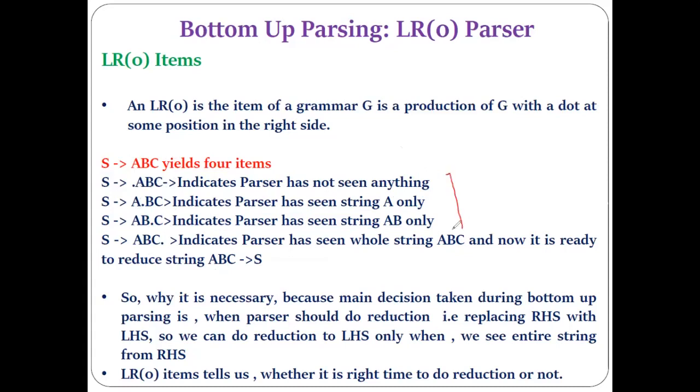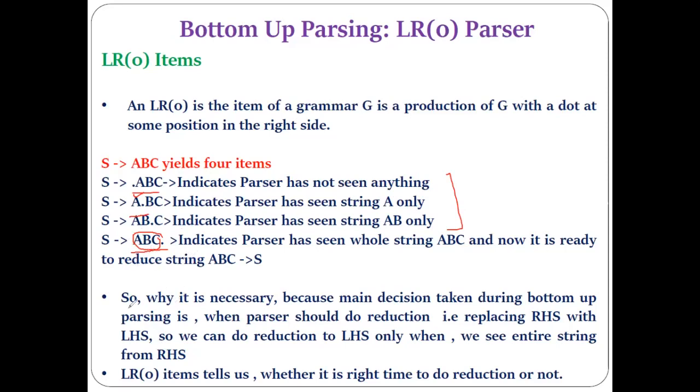That I have explained to you. Dot at the starting position of this string indicates what? The parser has not seen anything. Dot at the next point indicates the parser has seen A only. Dot at the next point indicates the parser has seen the string AB. And dot at the most right hand side of this string indicates that the parser has seen everything from the right hand side, so the parser can do the action of reduction.